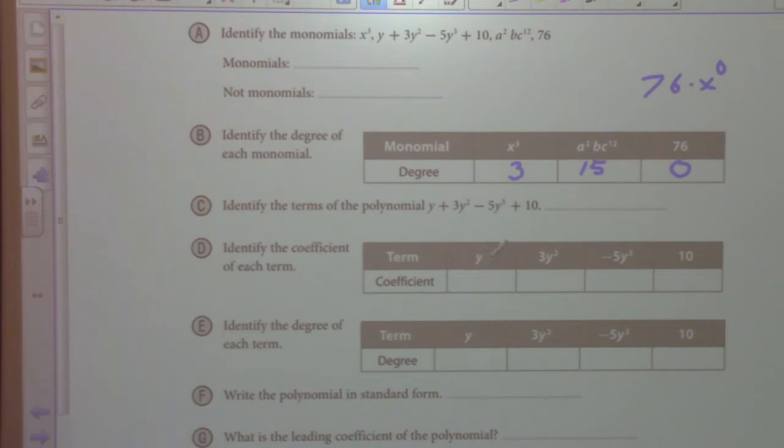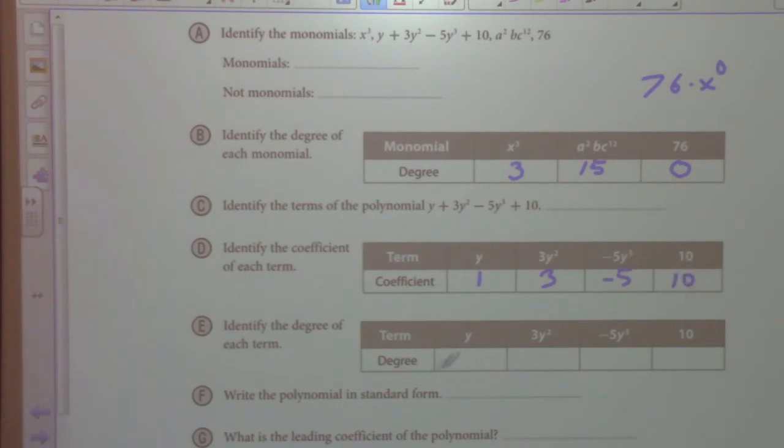So how many y's do we have here? 1. So what's our coefficient? 1. And then what is our coefficient of this next one? 3, -5, 10.